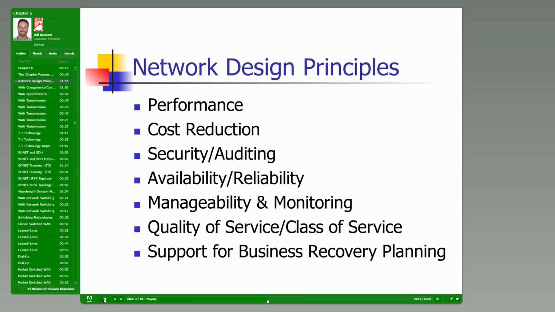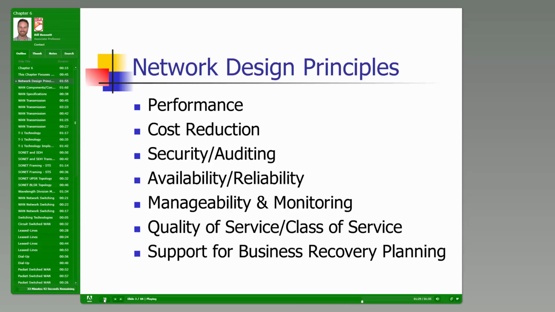So, performance certainly an issue. One of the biggest issues that we deal with, links between sites. Cost reduction, always important in business. Security and auditing. We're going through networks again that we don't have any control over, and so there could be people listening in on the links between point A and point B, and so we certainly want to have security in place, and then auditing as well. Availability, reliability, we've got to make sure that we can always have communication between two sites.